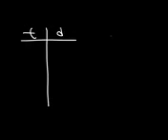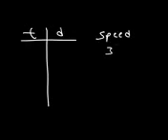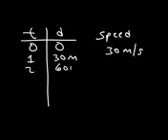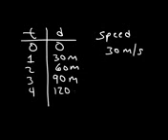So we can make a table. Let's put T for time, D for distance. If the speed is 30 meters per second, every second the distance traveled will increase by 30. And so that's what speed tells us. It tells us how fast the distance of an object, or the distance traveled by an object, is changing every second.